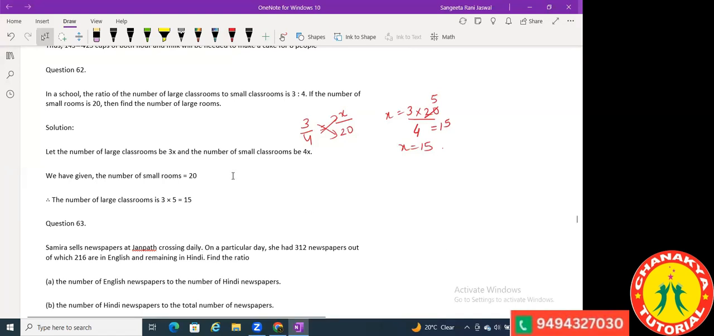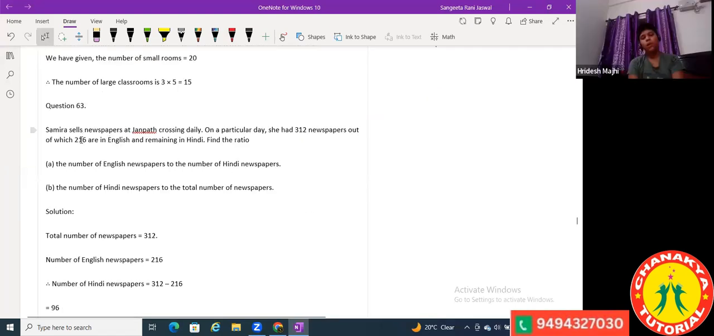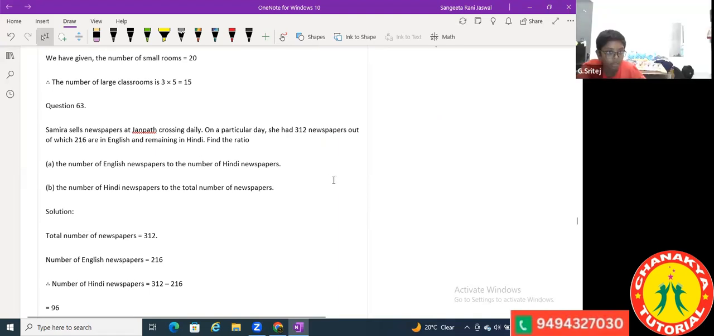Okay, now Sritej will read the next question. Yes, ma'am. Samira sells newspapers at Janpath Crossing daily. On a particular day, she had 312 newspapers, of which 216 are English and the remaining are Hindi. Find the ratio in A, the number of English newspapers to the number of Hindi newspapers, and in B, the number of Hindi newspapers to the total number of newspapers.